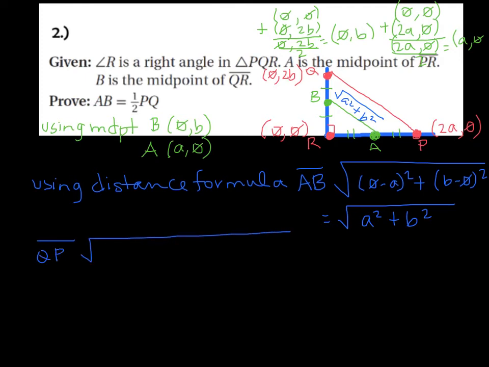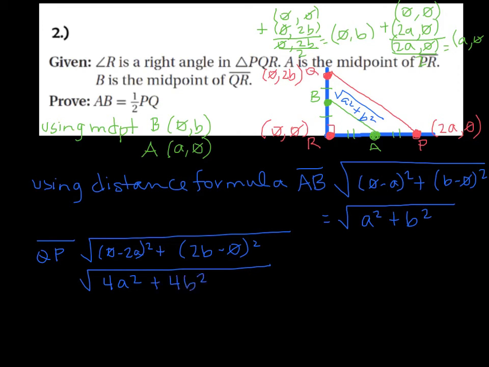So I have the difference of my x's, so I have 0 minus 2a squared plus the difference of my y's squared, so 2b minus 0 squared. Now this one's slightly different because we have coefficients. So when I do negative 2a squared, I'm actually going to wind up with 4a squared. Don't forget that that coefficient gets squared too. And then 2b minus 0 is 2b, and when I square that, I'm going to get 4b squared.